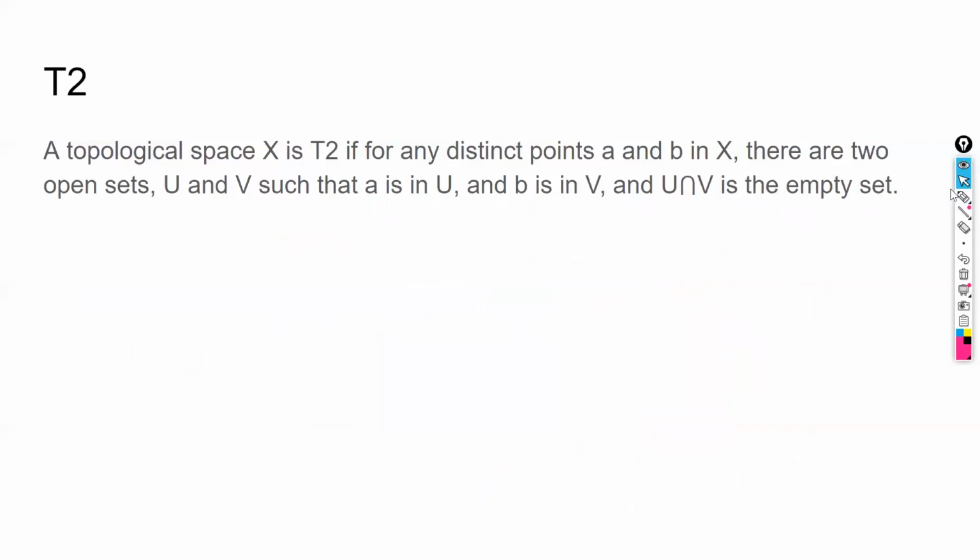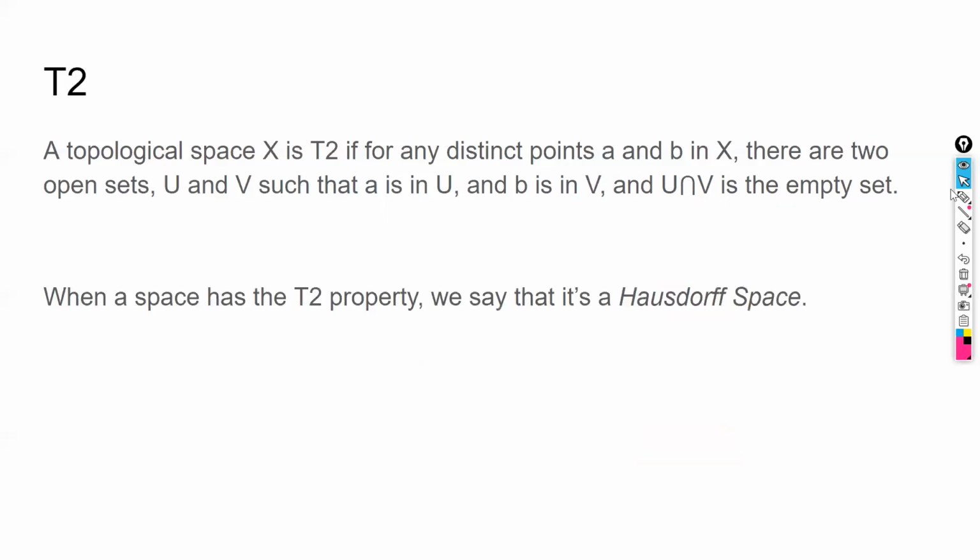T2. A topological space X is T2 if for any distinct points A and B in X, there are two open sets, U and V, such that A is in U and B is in V, and U intersect V is the empty set. So the only difference between this example and the previous example is that now not only do these sets, U and V, not contain each other's points, they actually don't intersect anywhere.